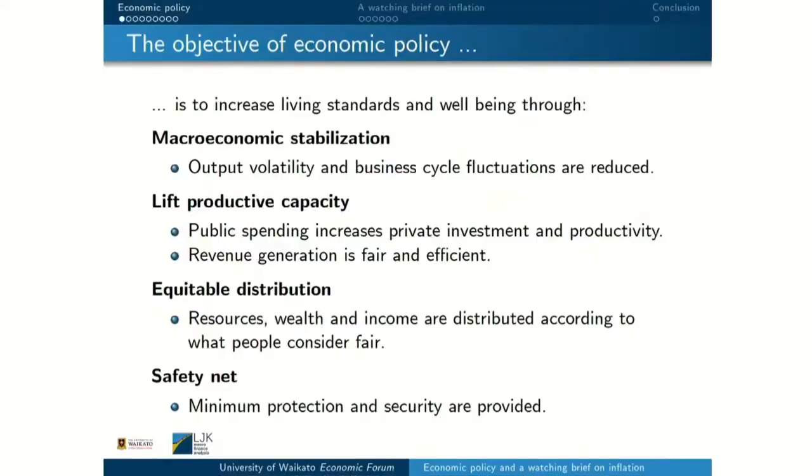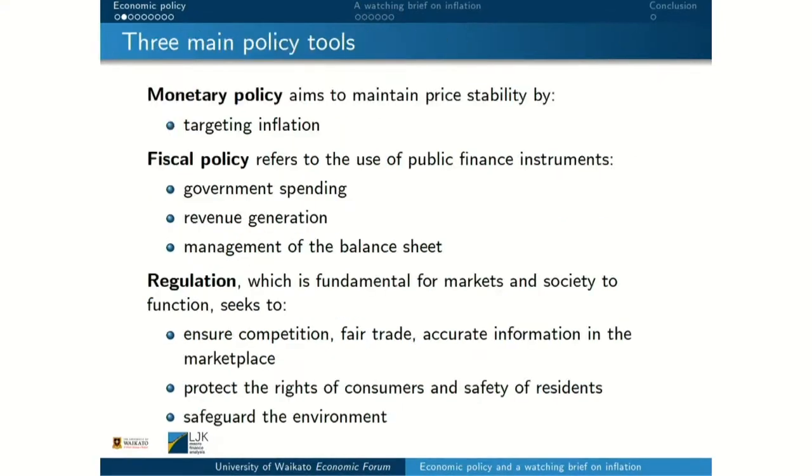The third channel for lifting well-being and living standards is through equitable distribution. So the idea here is to distribute resources, wealth, and income according to what people consider fair. And the fourth channel is to provide a safety net. So to have some minimum protection and security provided to people who are in need and when they need support.